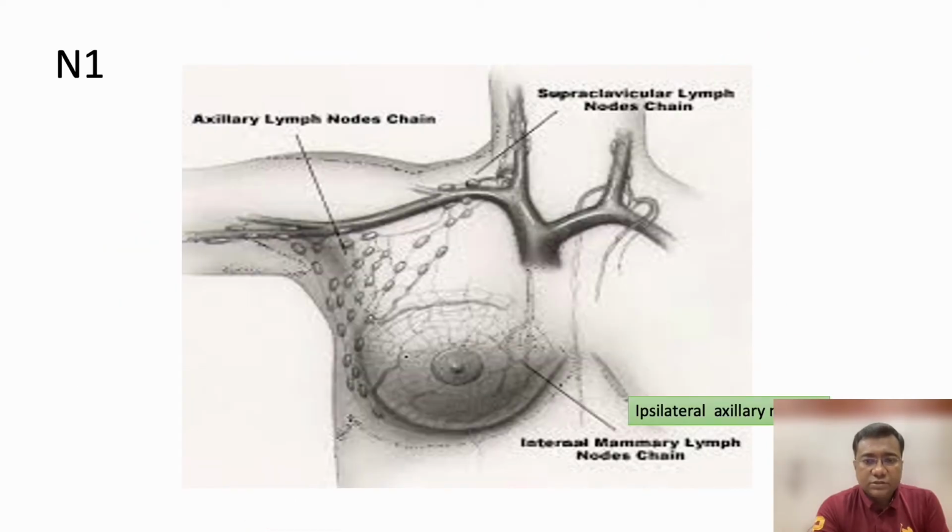So this is just to demonstrate. You have a tumor here. From there it will go to the axillary. If it is mobile, so you see it is moving, then it is N1. Okay, if it is fixed or matted, we call it N2A. So this is matting or fixity.